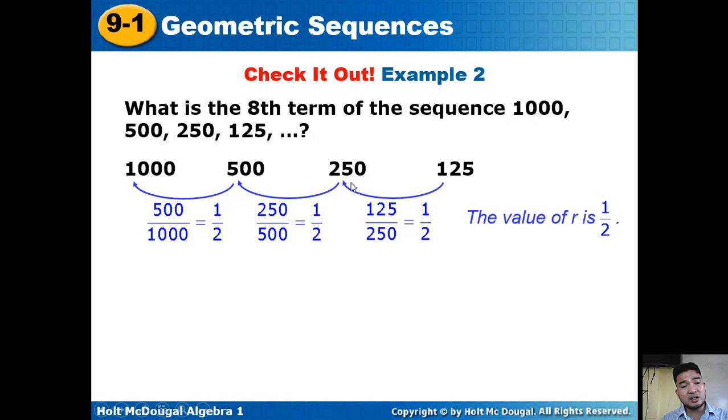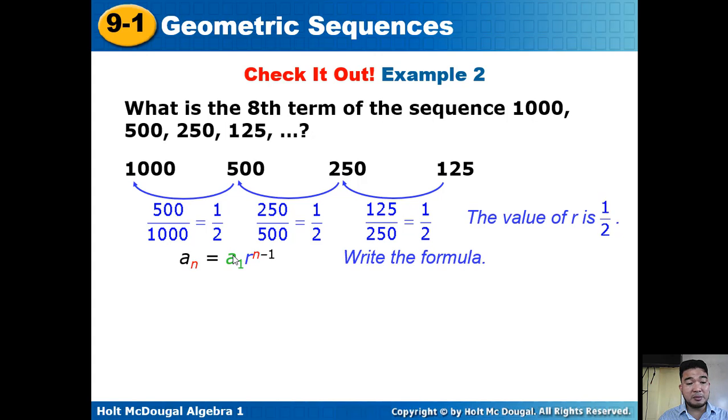And please take note that you do the division like this. Do not do the division as 1,000 divided by 500. Mamamali kayo doon, ano? So dapat unahin nyo muna yung pangalawang term, siya yung dividend, at ang divisor ay yung first term to get the common ratio, because 1/2 and 2 are two different numbers.